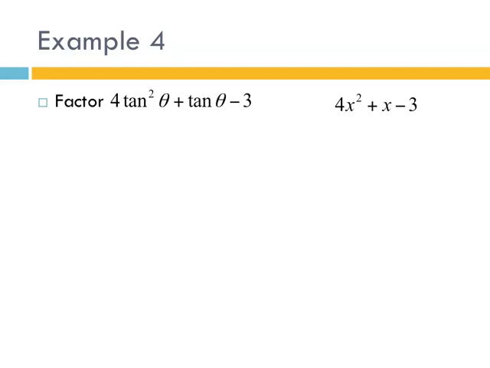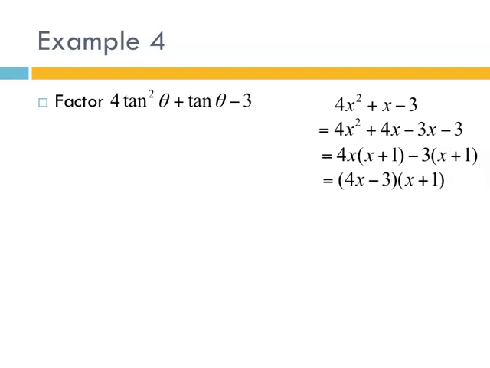We need two numbers that multiply to negative 12 but add to positive 1, so that would be positive 4 and negative 3. So this is going to be 4x squared plus 4x minus 3x minus 3. Factor by grouping. So the first two terms you can factor out a 4x. Last two terms you can factor out a negative 3. That leaves us with x plus 1 inside the parentheses both times. So that leaves us with 4x minus 3, x plus 1.